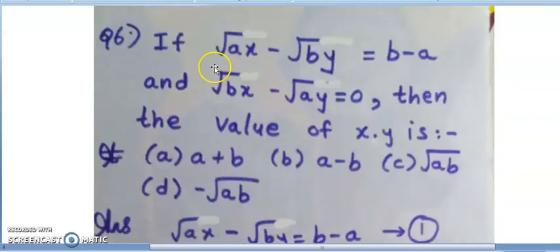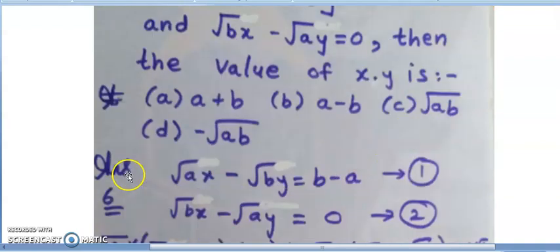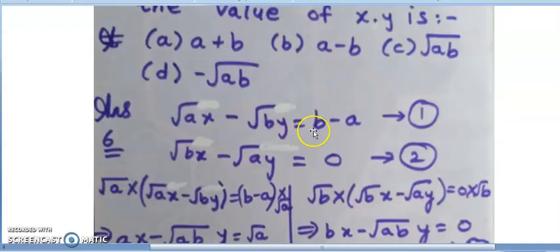Okay, now next question is, if root ax minus root by is equal to b minus a and root bx minus root ay is equal to 0, then the value of x into y is. Okay, four options are given. So here we have root ax minus root by, and here I have root bx minus root ay. Observe the coefficients again here.